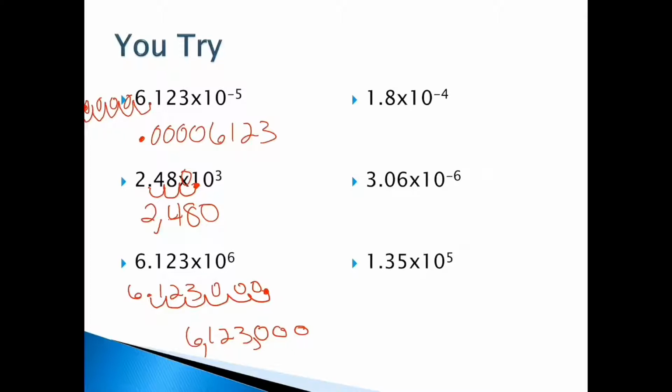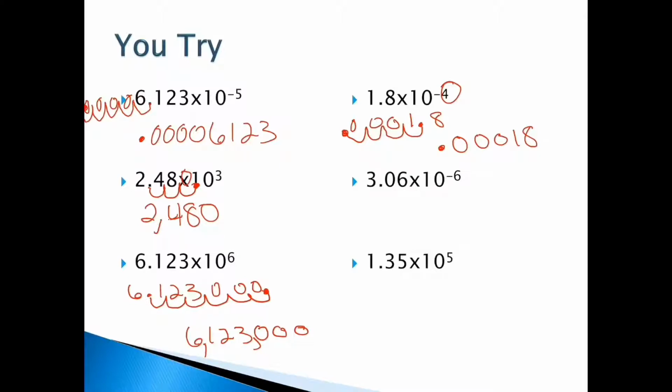Let's do the next one. Looks like our exponent is negative, so our number is going to be smaller than 1, and it means we're going to move our decimal point to the left. All right, 1.8, move it to the left 4 spaces because our exponent has a 4. 2, 3. Fill in your zeros. Now our number is 0.00018. Let's do the next one.